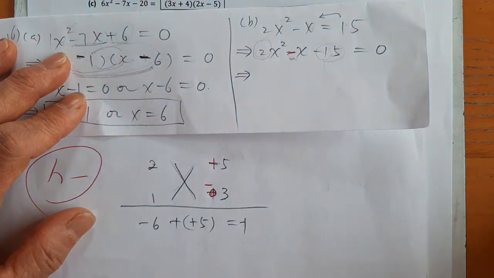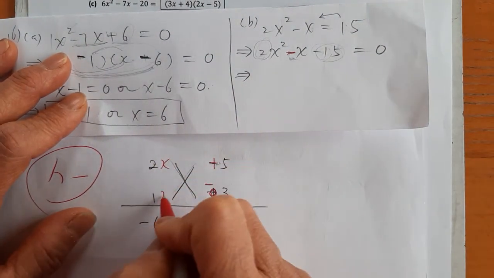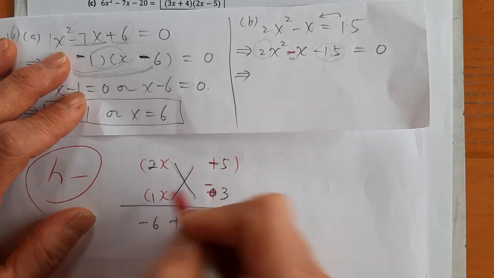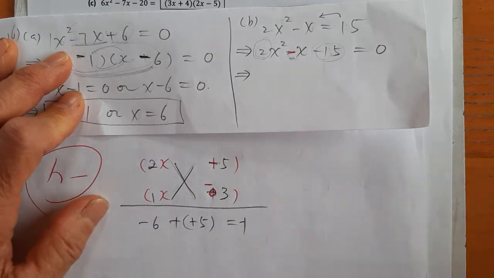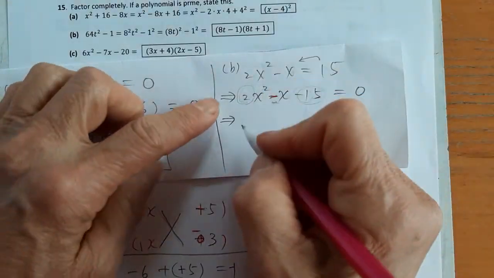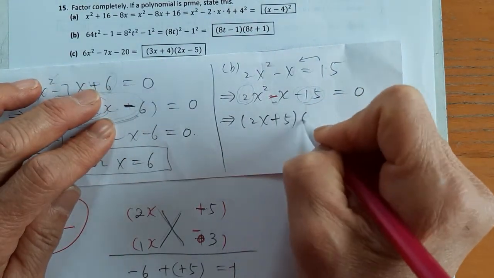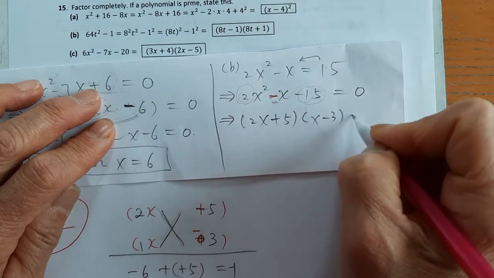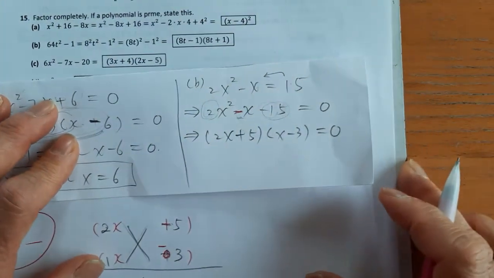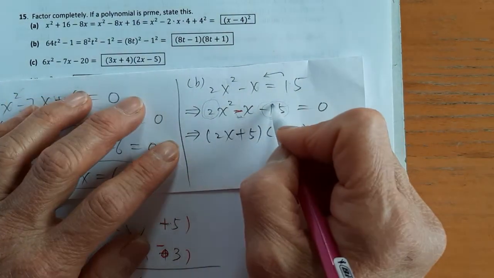Correct. So you attach x, put the parentheses. So you will get the factors: 2x plus 5 times x minus 3 equals 0. And you can check it.